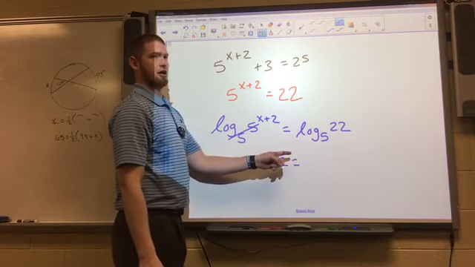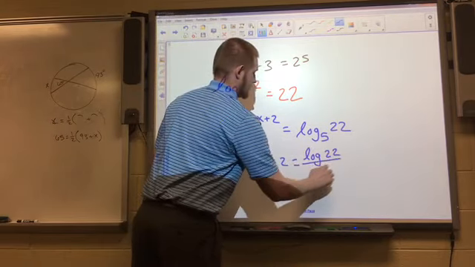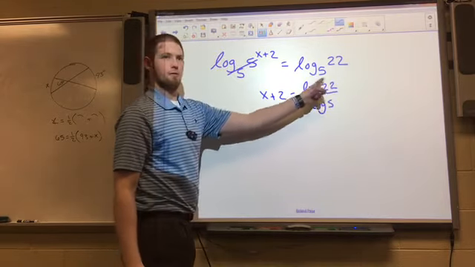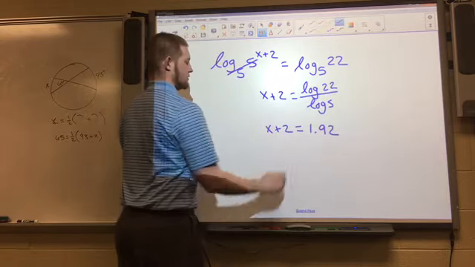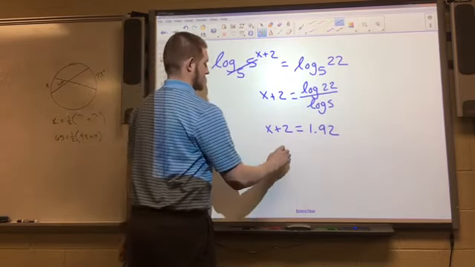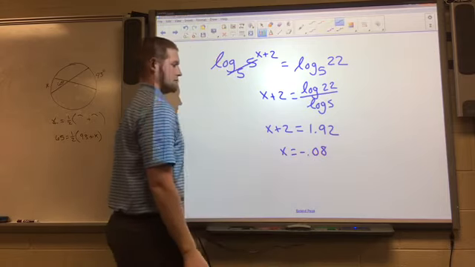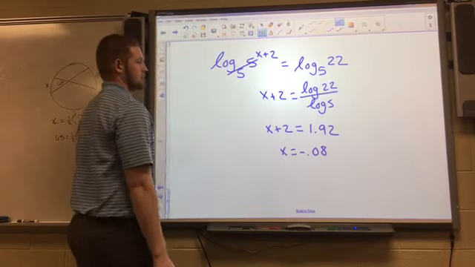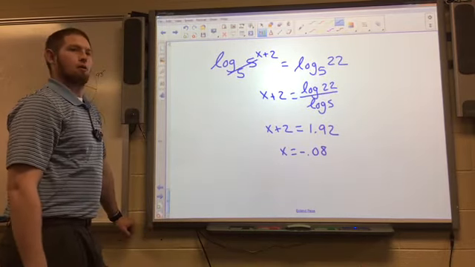On the right side, let's go ahead and use the change of base formula. So I have log of 22 divided by log of 5. This is by itself: 1.92. x plus 2. So now I subtract, and I get x equals negative 0.08. That was the last problem. Did I do that right?